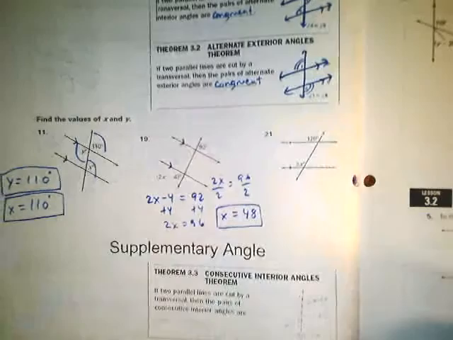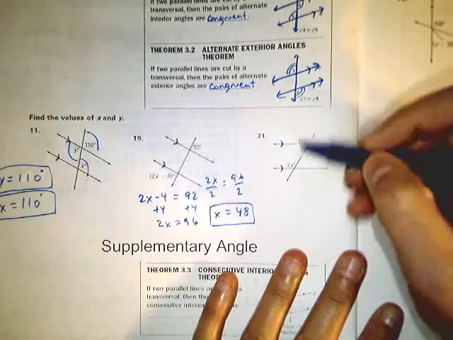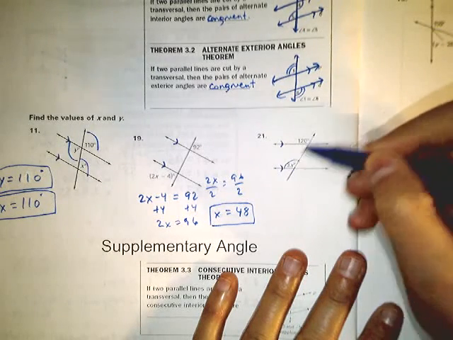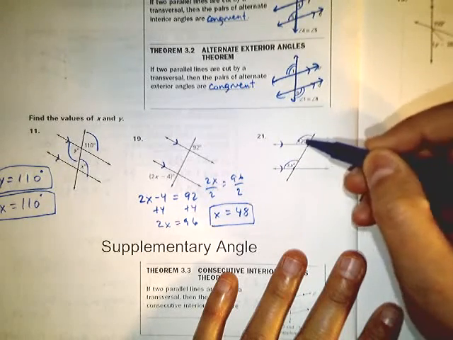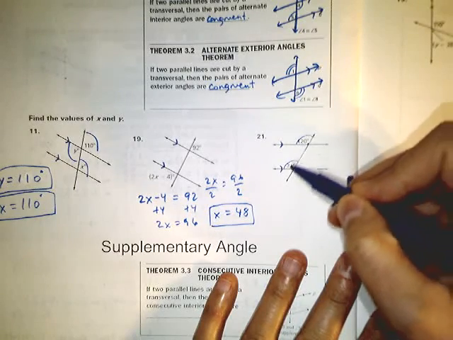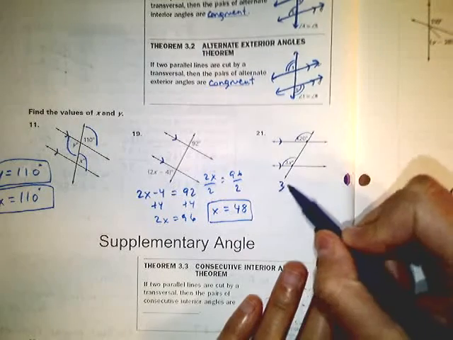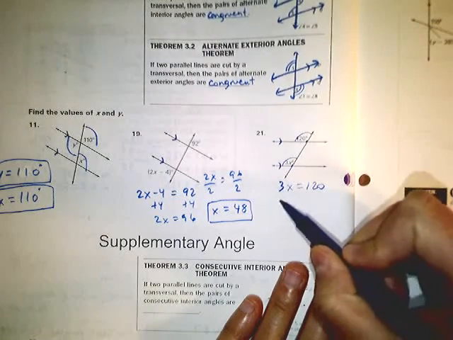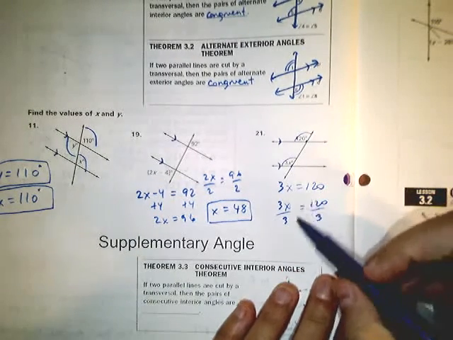Number 21 has to do with corresponding angles. We have a pair of parallel lines and a transversal. These two are in the same spot of this intersection and this intersection. Do you see they're in the upper left-hand corner of the intersection for both? 120 degrees and 3x. So those two, according to the corresponding angles postulate, either way is fine, would be congruent. They're the same. So 3x would have to be equal to 120 degrees. So dividing both sides by 3 will find us our x value of 40.